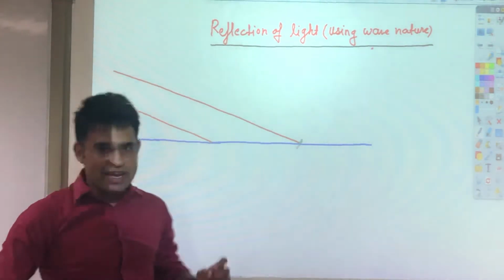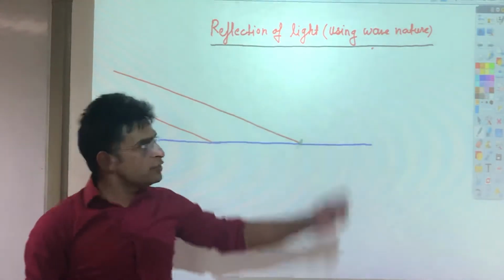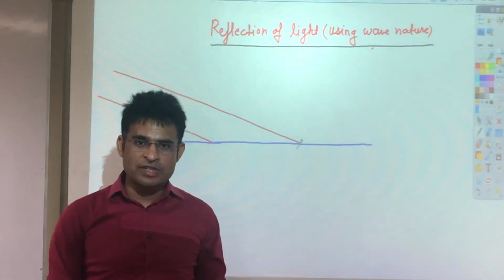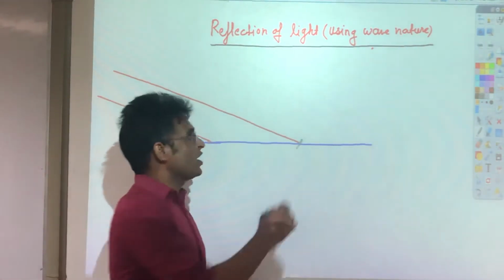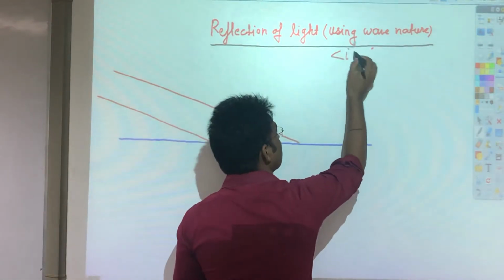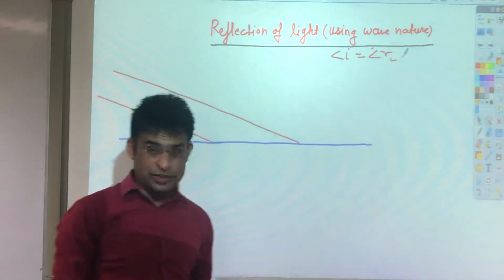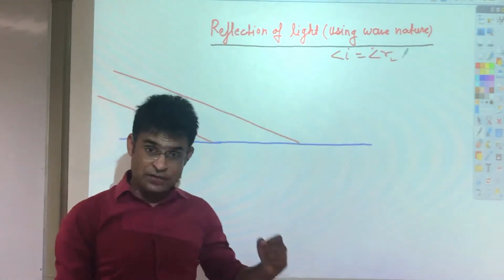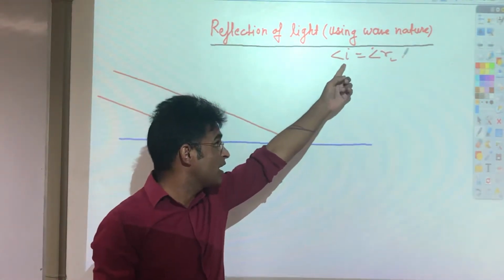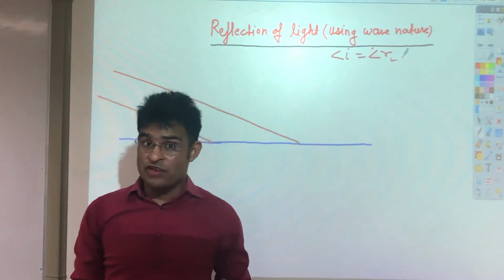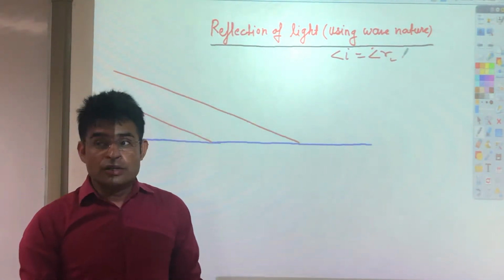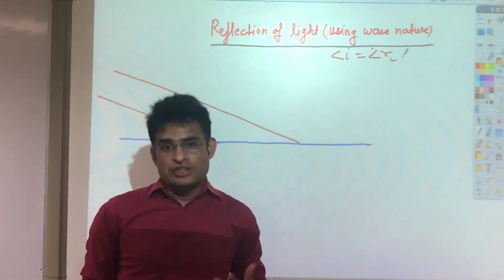Guys, in this video, I'll explain reflection of light using wave nature. Using wave nature means we know the law of reflection of light, angle of incidence equals angle of reflection, but that one is using particle nature. So now I'll derive this equation, angle I is equal to angle R, using wave nature of light. For that we have to apply Huygens principle.